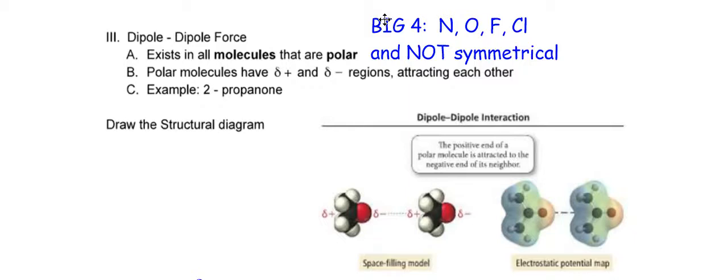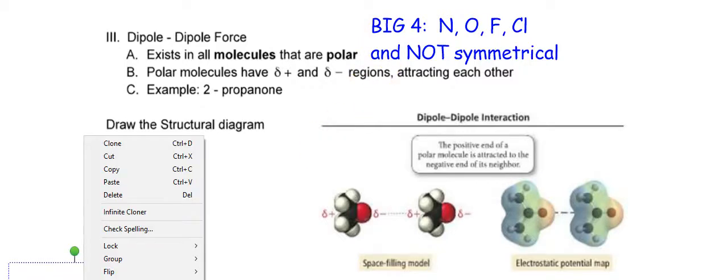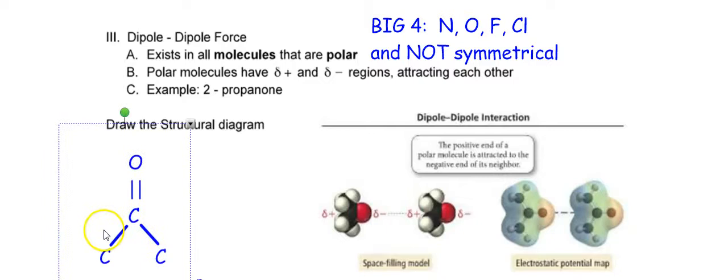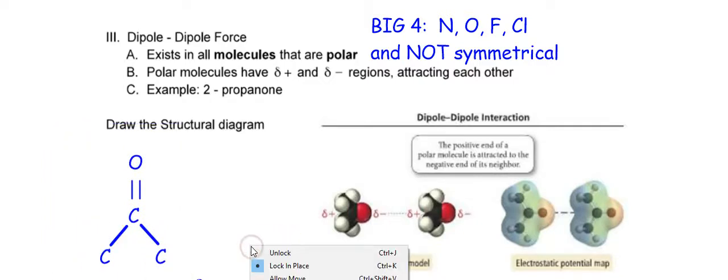Polar molecules will have partial positive and partial negative regions attracted to each other. The example is 2-propanone. Does the AP expect you to know your organic molecules? The answer is no, it doesn't. This is a ketone, by the way. This is how you would probably look at the structure, a loose dot diagram like that. Don't forget you probably need your lone pairs around the oxygen and then your hydrogens around the carbons down here, but I really don't care about that right now.